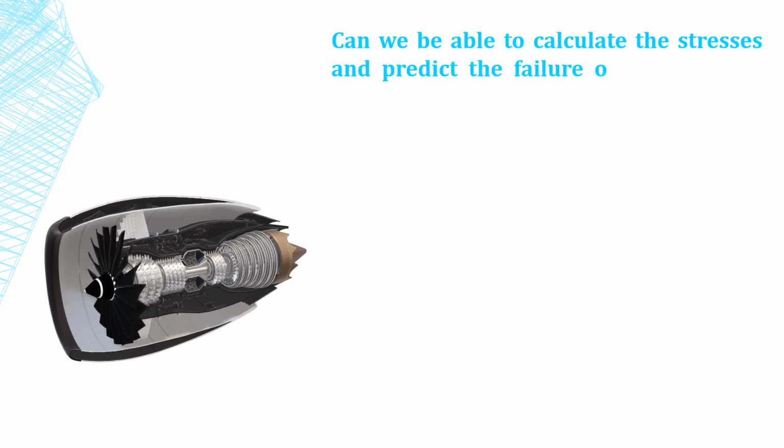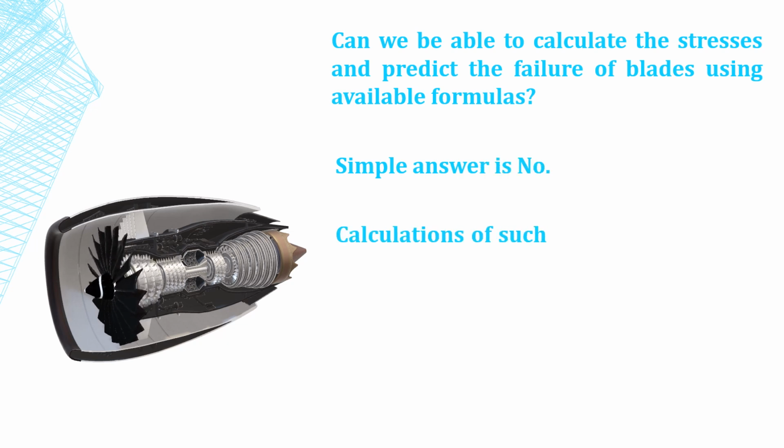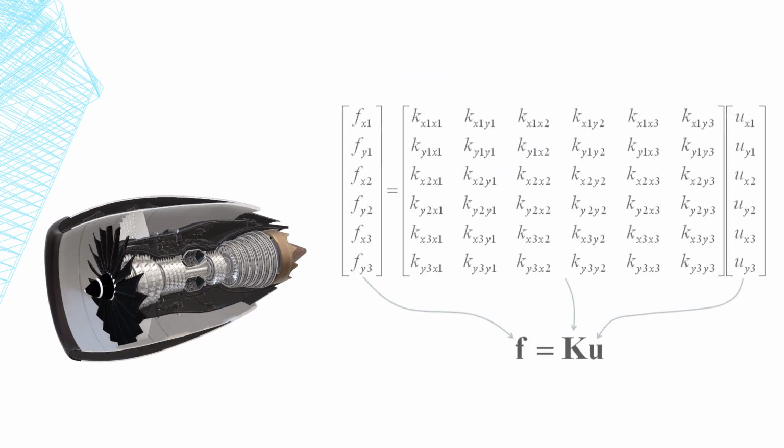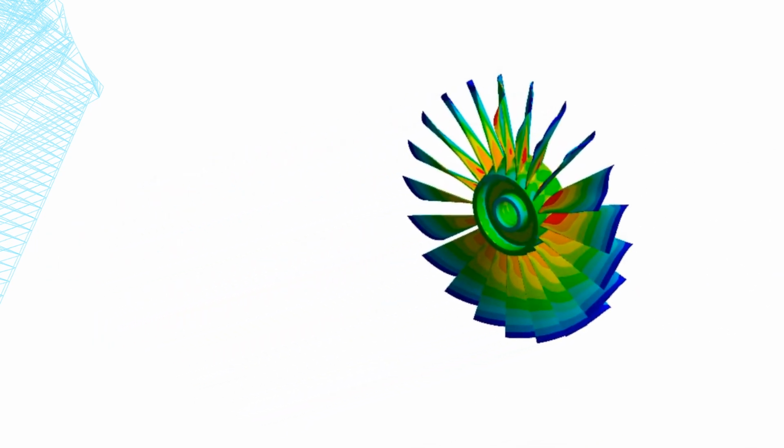Now take an example of an aircraft engine. Can we calculate the stresses and predict the failure of blades using available formulas? Simple answer is no. Calculations of such complex geometries can be made using numerical methods. Numerical methods use matrix formulations to do the calculations. And these calculations are very time-consuming because matrix size depends on the number of variables. So here comes the role of finite element analysis, which uses computers to speed up the numerical method calculations.